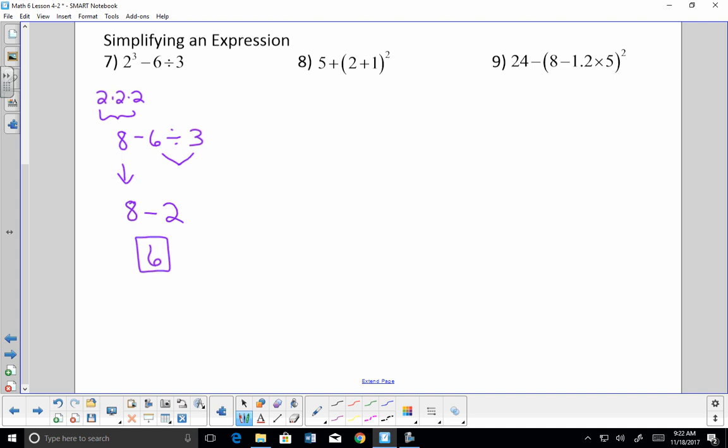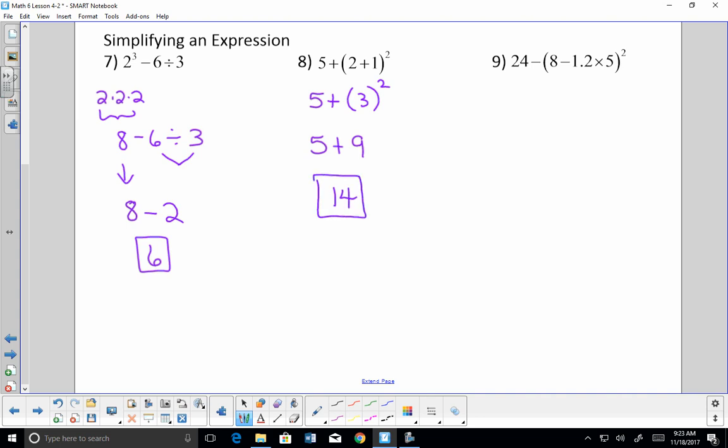Problem number 8, 5 plus quantity 2 plus 1 squared. Order of operations says do the parentheses first, so we really need to do the 2 plus 1. So that's going to be 5 plus 2 plus 1 is 3 squared. So now I need to do the 3 to the second power, or 3 squared. Okay, 3 to the second power is 3 times 3, which is 9. And 5 plus 9 is 14. Neat, tidy, and well done.